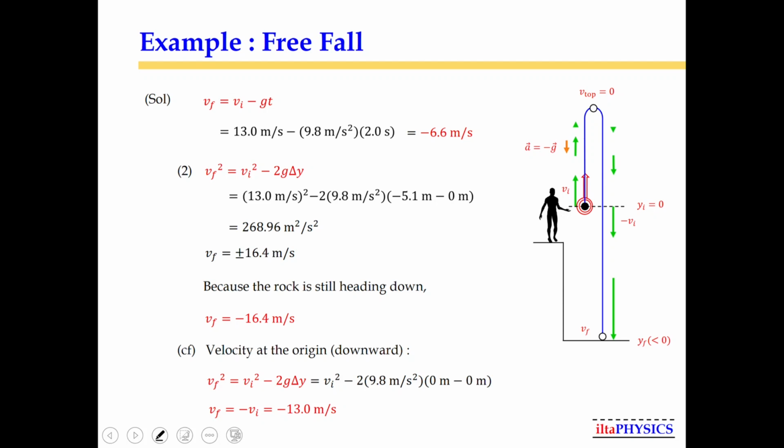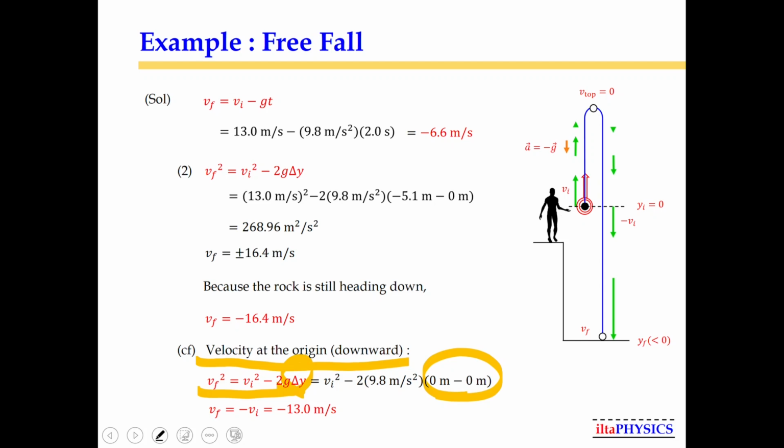The problem doesn't ask this, but let's try something interesting. Let's calculate the velocity when the rock comes back to my position after being thrown upward. Again, since we don't have time information, we can use the velocity displacement formula. Thinking about the displacement in this case, the final position is back at me, 0 meters, and the starting position is also 0 meters, so the displacement is actually 0.